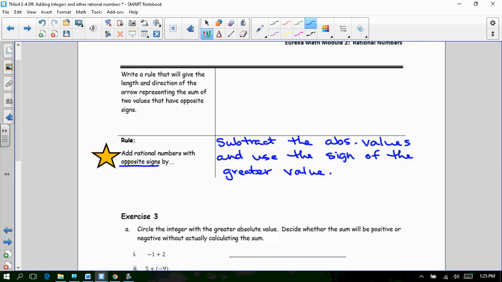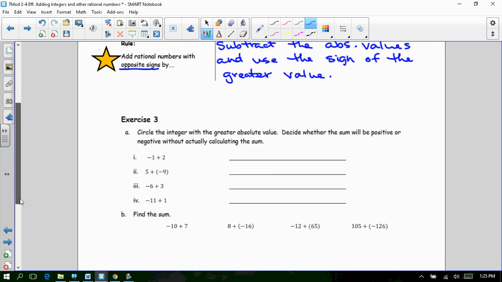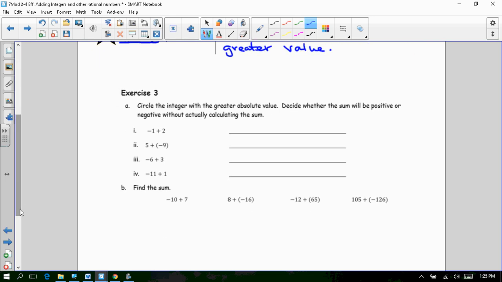Okay, so let's take a look at exercise 3. Usually I have you guys do these on your own. Today I feel like I want to make sure we know what we're doing. Okay, so circle the integer with the greater absolute value. So don't worry about positives and negatives, but what's bigger, 1 or 2? Well, yeah, 2, right? So circle the greater value. Decide whether the sum will be positive or negative. We're not calculating it. Well, since 2 is bigger than -1 in this case, I know I'm going to have a positive answer.